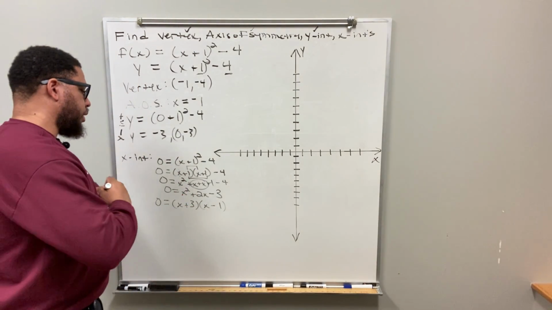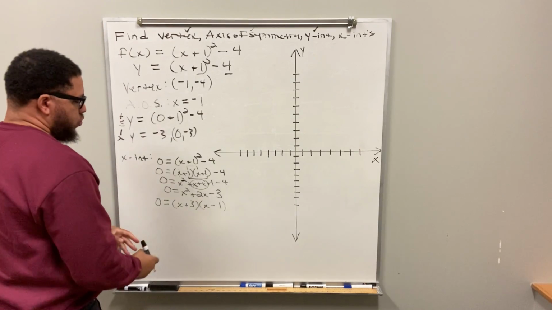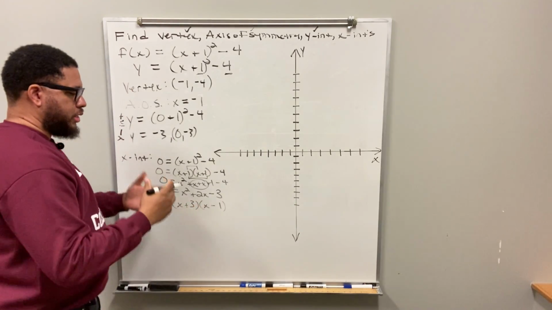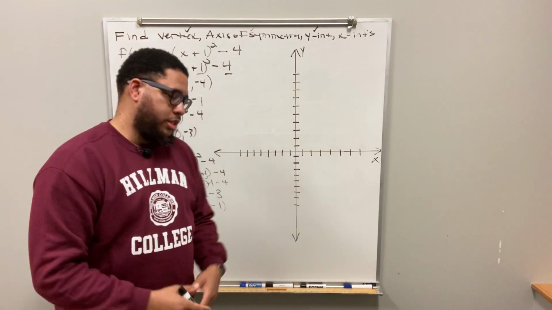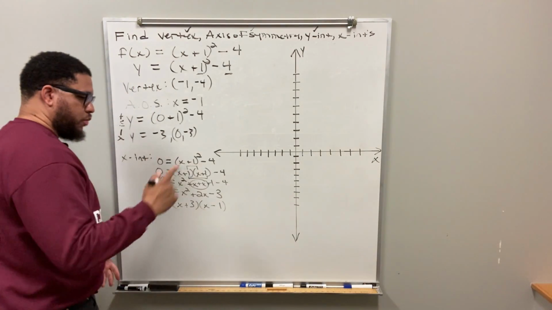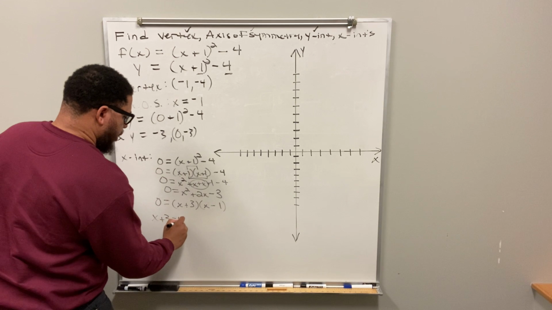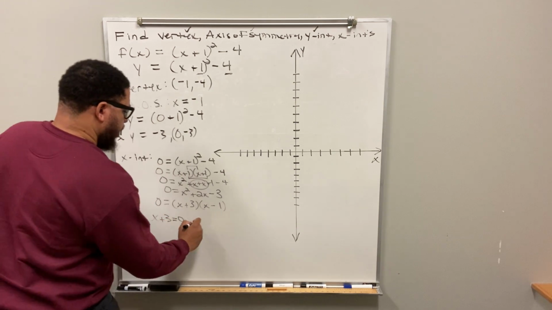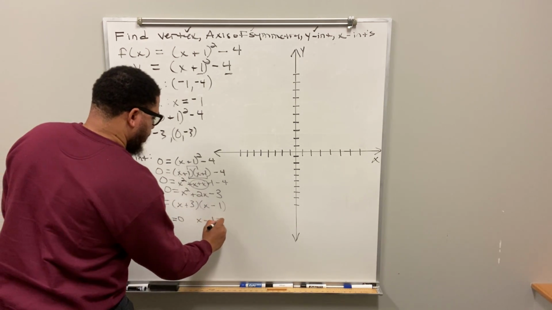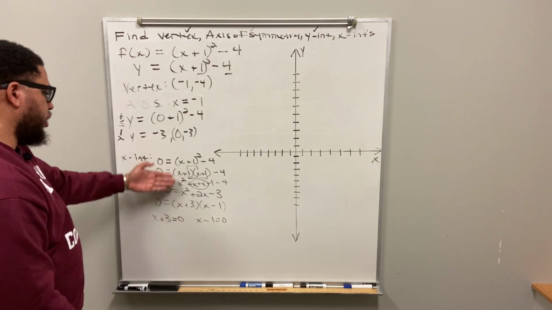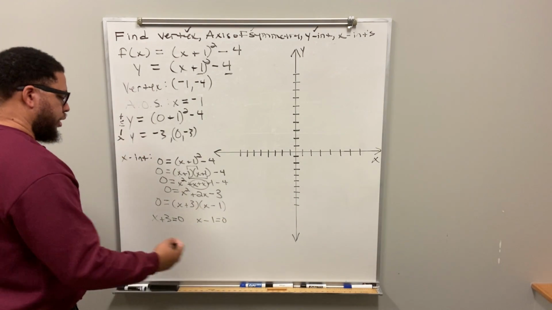So why did I do this? I did that because now I created two linear expressions that can be set up as linear equations that I can solve easily with one step. Watch this. x plus 3 equals 0, right? And then I got x minus 1 equals 0. So yeah, I had to do all of this just to get to this point and then solve for x.